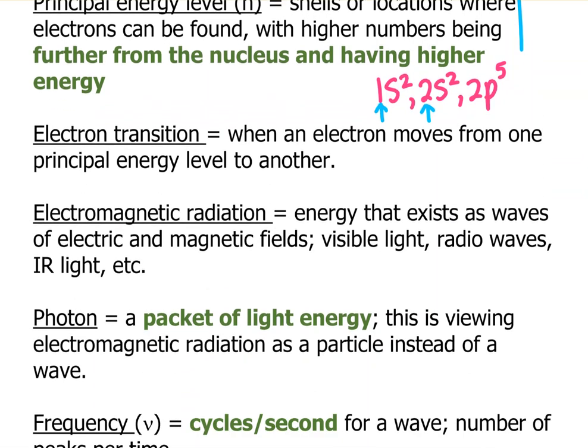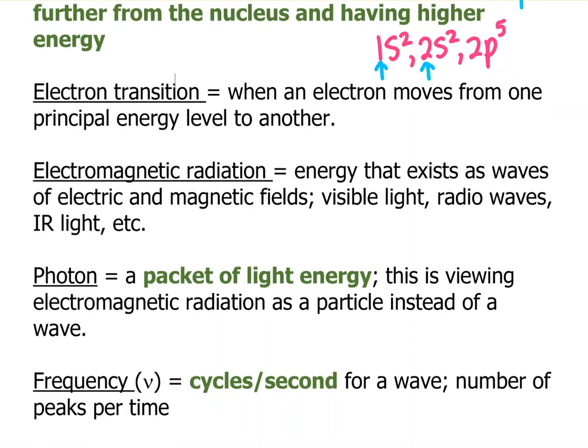Electromagnetic radiation includes a lot of different types of energy that involve electric and magnetic fields. And so visible light, radio waves, UV light, microwaves, there's a whole spectrum. A photon is a packet of light energy.